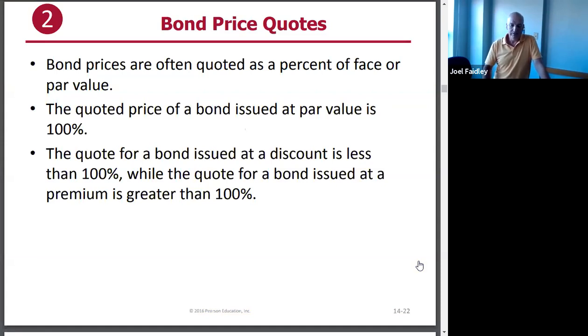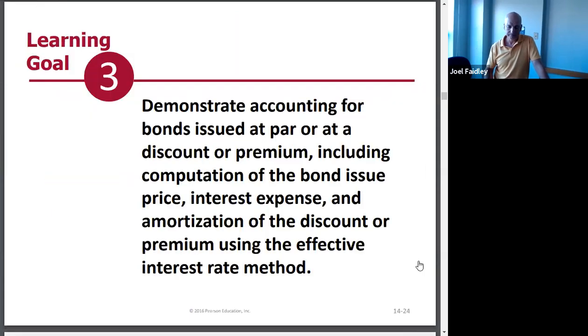Oftentimes bonds are quoted as a percentage of par value. Like what's 101%? That tells you it's a premium, doesn't it? What's 101% of a $1,000 face value bond? 101%, what is that, $1,010? Yeah, or 99%, what's the 99%? That tells you it's a discount. 99% of par value. So 99% of a $1,000 bond is $990, I believe. Sometimes it's quoted like that.